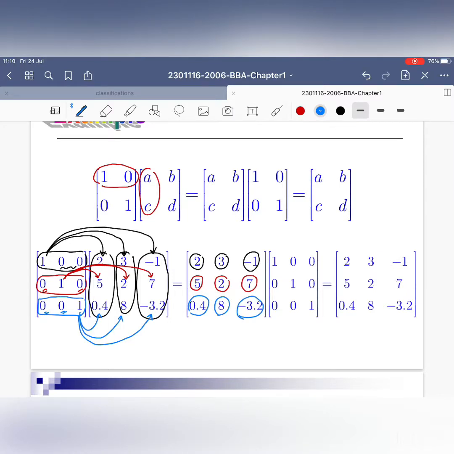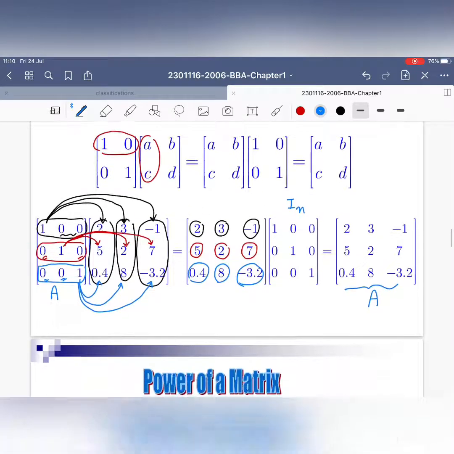And of course, it will be the same as you switch your identity here, okay. You are going to get your A back here, okay. It will be pretty much the same, okay.